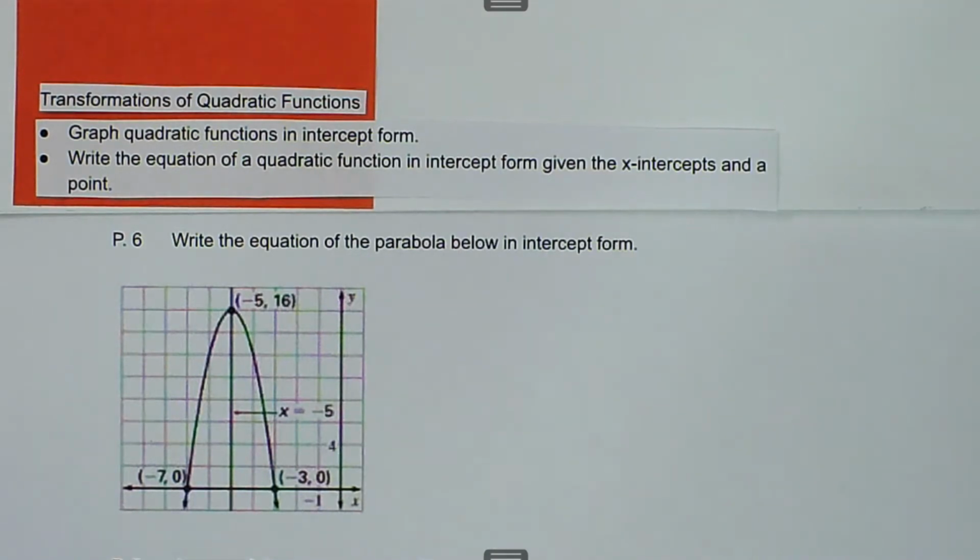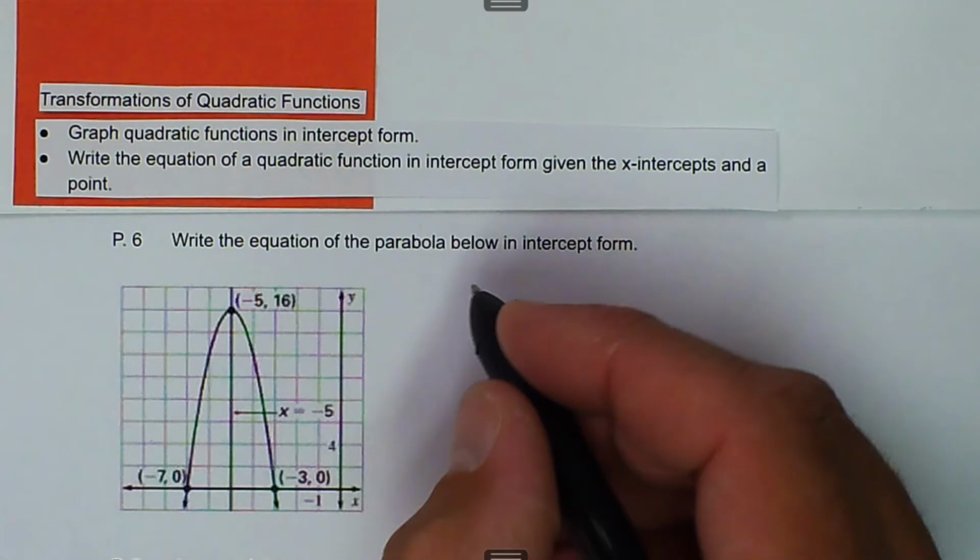We were talking about transformations of quadratic functions, and we want to write the equation of a quadratic function in intercept form given the x-intercepts and a point. So in this case, the point that we're given is the vertex, and we're also given the x-intercepts of -7, 0 and -3, 0. In order to do this, we have to write out the equation.